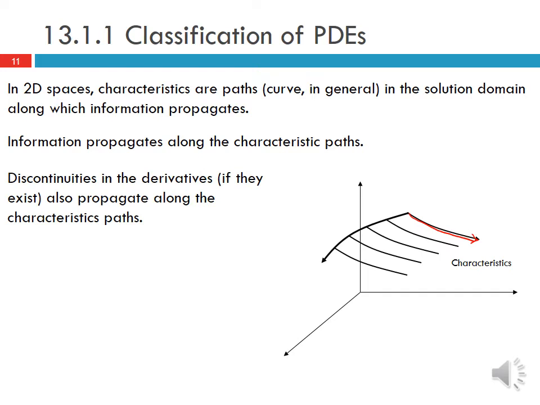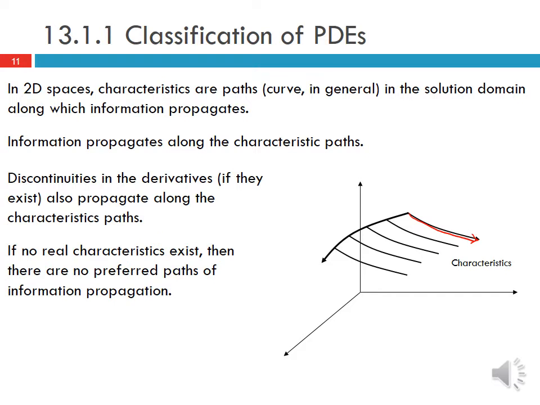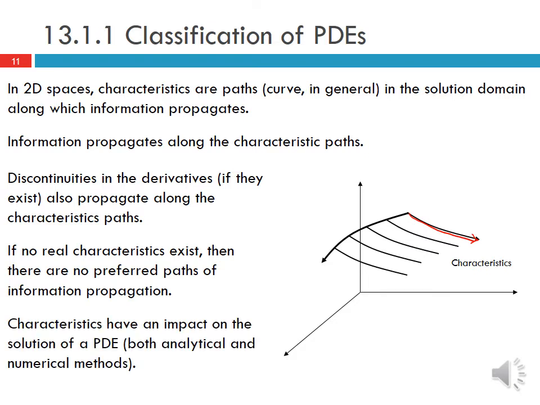Discontinuities in the derivatives, if they exist, also propagate along the characteristic paths. If no real characteristics exist, then there are no preferred paths of information propagation. So characteristics have an impact on the solution of a PDE, both analytically and using numerical methods.